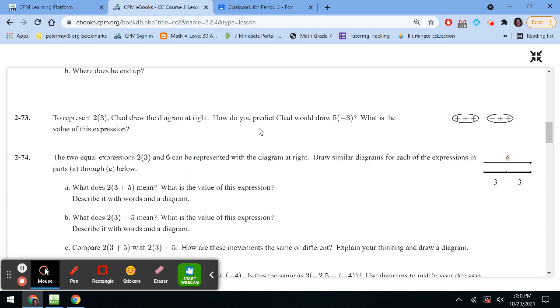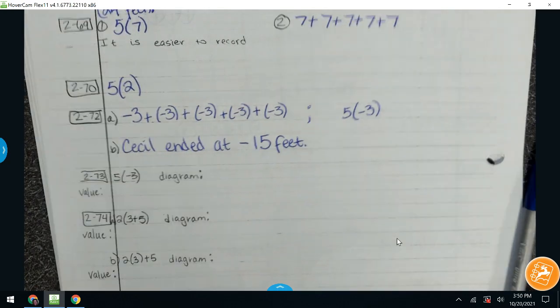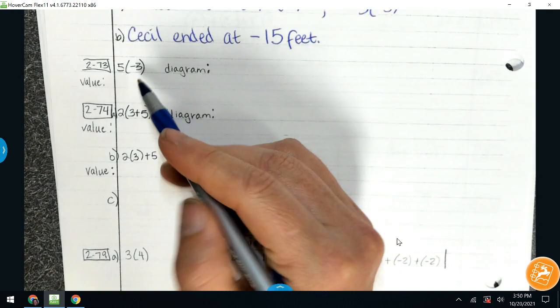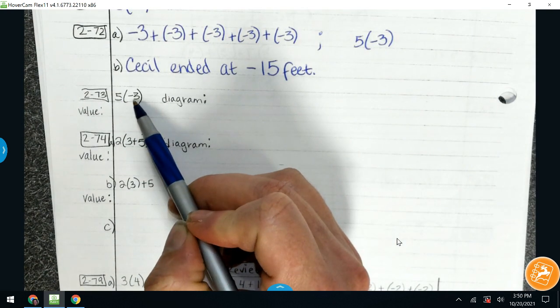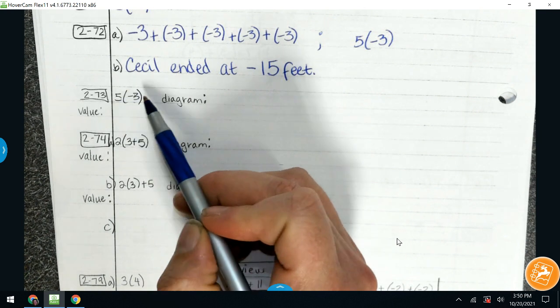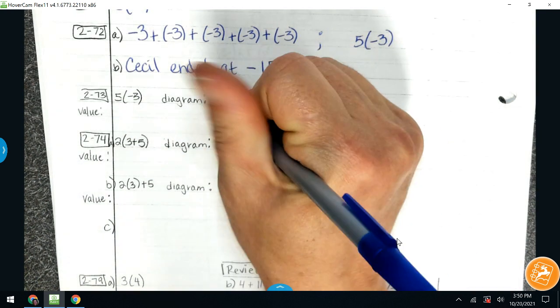What's the value of this expression? So the first thing that we're going to do is draw five groups of the opposite of 3. And then we're going to figure out how much it is worth. We're going to do that on our paper right here. So again, I have 5 groups of the opposite of 3. Remember, whatever's in my parentheses is what is in one group. So I'm going to draw that first.